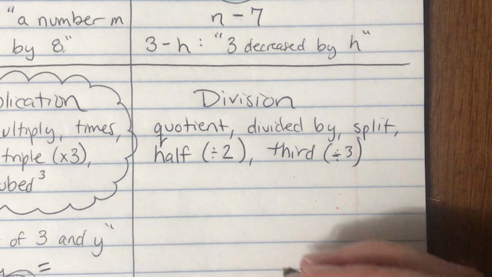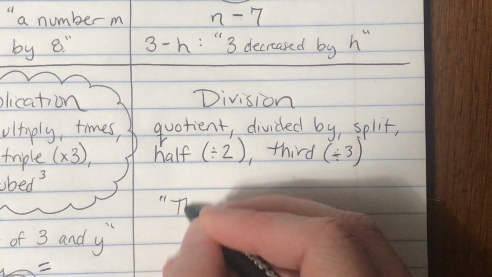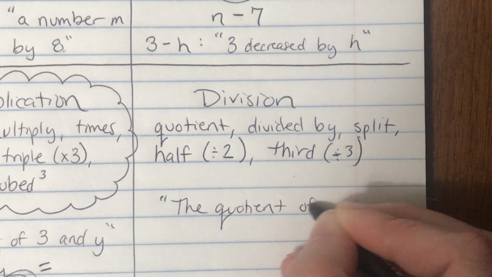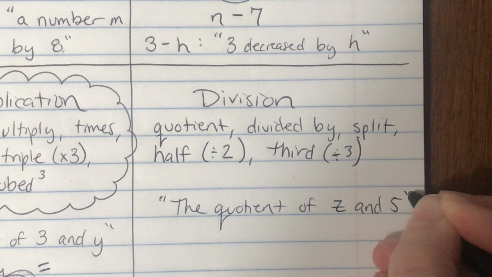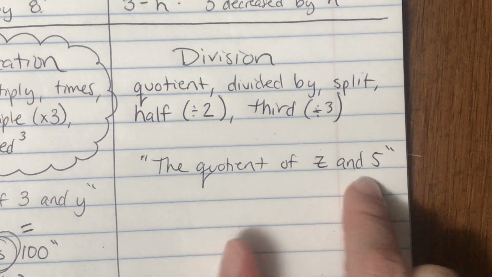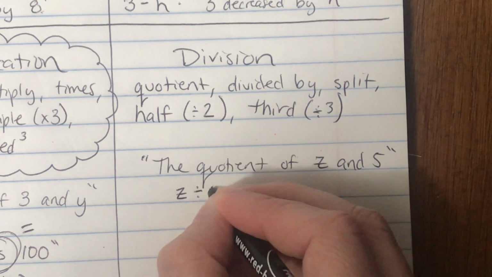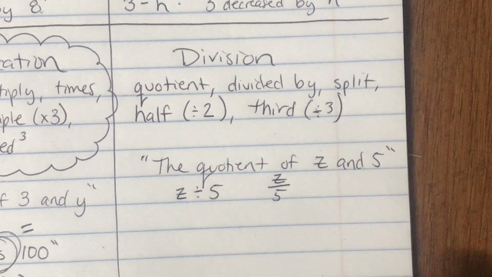All right. And so remember, there's also a couple different ways to write division. So what if your sentence says the quotient of z and 5. Now, whatever comes first is going to, of course, come first. So you could write this in one of 2 ways. You could write this as z divided by 5 because it's a quotient, or you could write it as a fraction, z over 5. Either way.